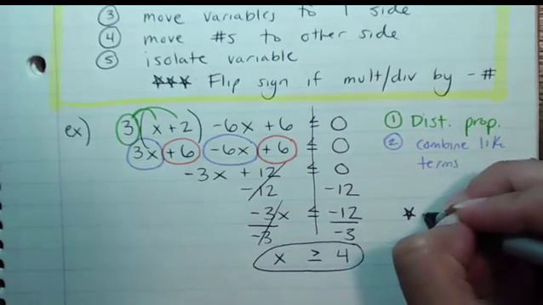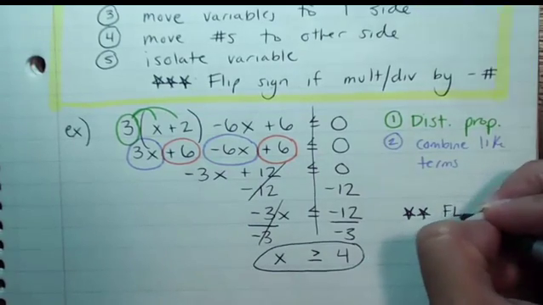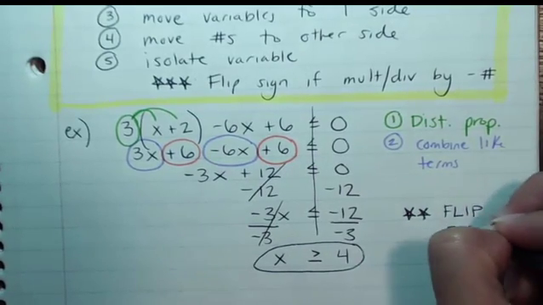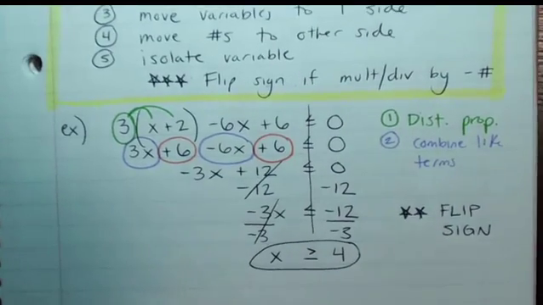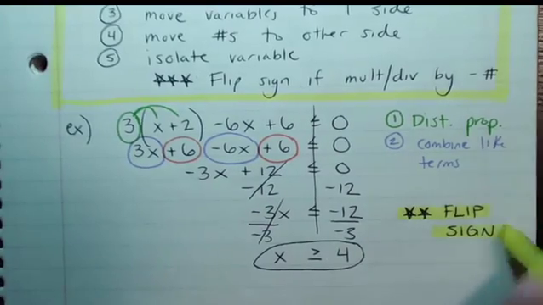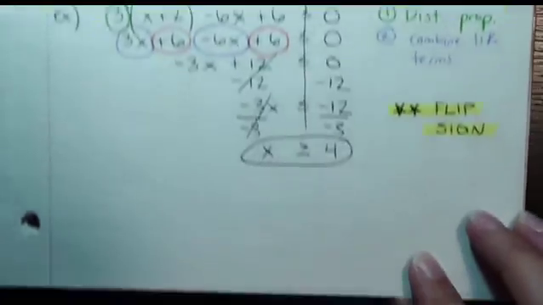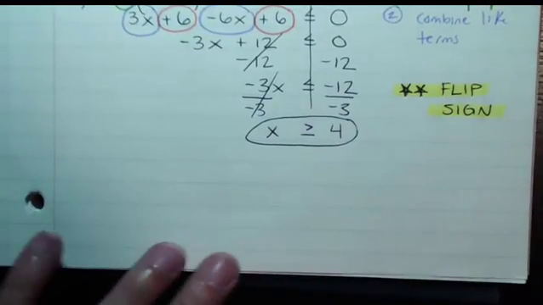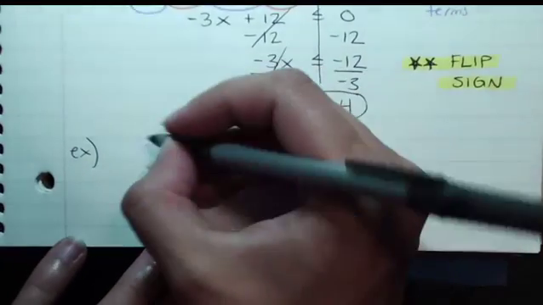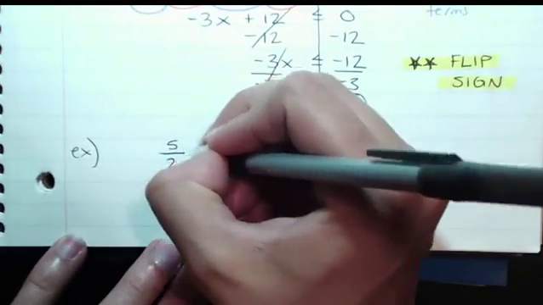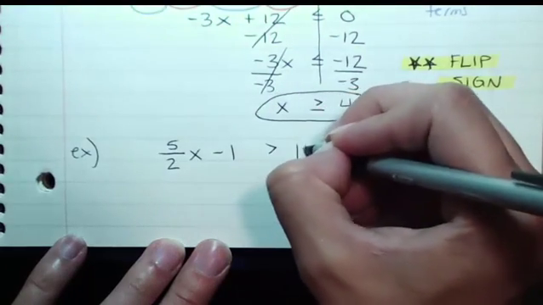I'm going to go ahead and put a double star here because that's where we wrote down what to do, and we had to flip this sign. So again, just following the step-by-step that we wrote down in our journal will be very beneficial. Let's try this one now. Let's have 5/2 x minus 1 is greater than 14.